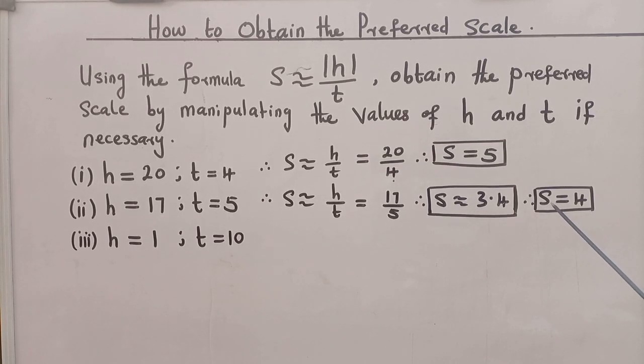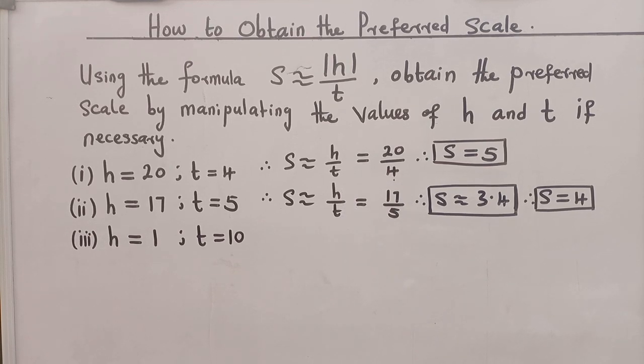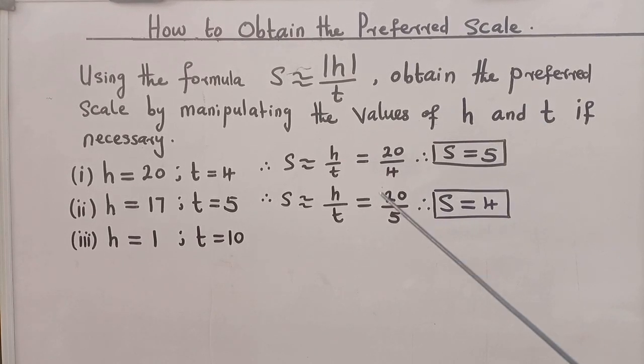Recall that this scale equal to 4 was gotten by manipulating the answer while leaving 17 and 5 alone. Let us try to get the same 4 by starting to manipulate with either H or T or both of them. Now see what has happened. The scale is still equal to 4, but something has happened. What is it?